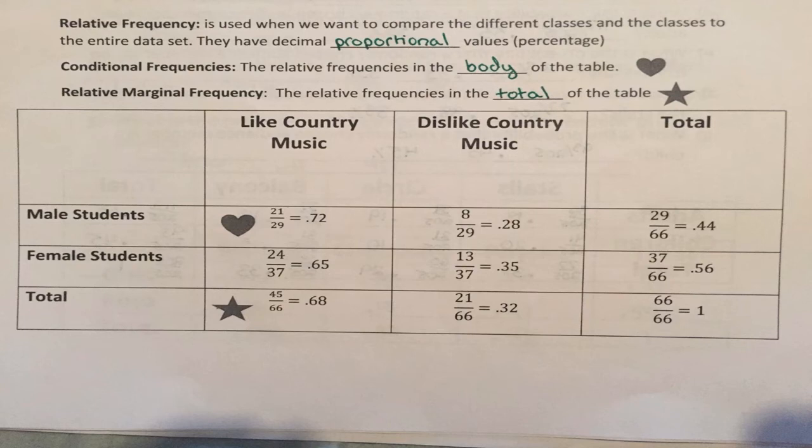Underneath that vocab is the relative marginal frequency, the relative frequency in the total of the table. Anything that is a total, you notice I put a star, so it includes that and any other totals. Like the 21 over 66, the 29 over 66, the 37 over 66, and the 66 over 66. All those would be relative marginal frequency, because they're in the total section.